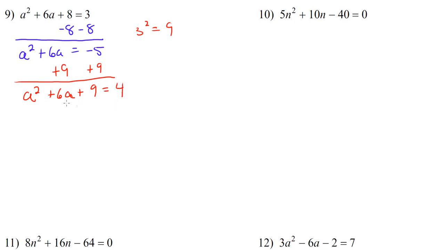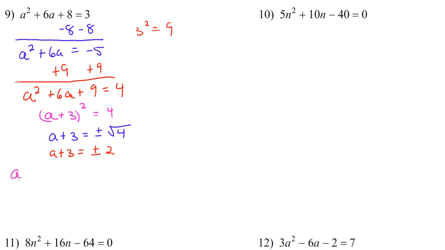Then we can get the special case factoring of the left side. A squared plus 6a plus 9 comes from (a plus 3) squared, and that equals 4. Then we're going to take the square root of each side, so this gives me a plus 3 equals positive or negative radical 4, and we know the square root of 4 is 2. So we have here a plus 3 equals positive or negative 2, and we have to write our two separate equations.